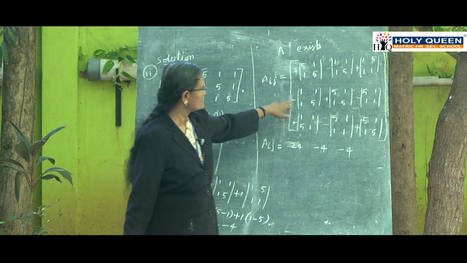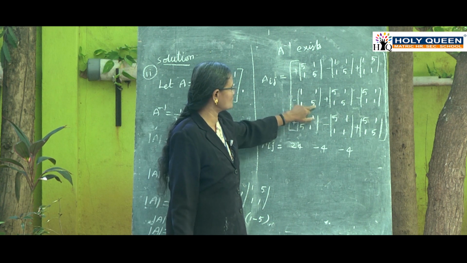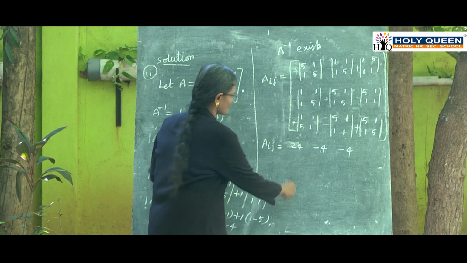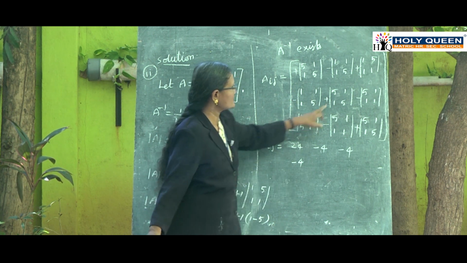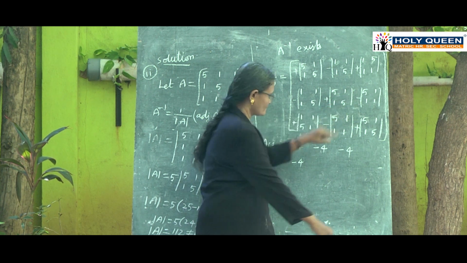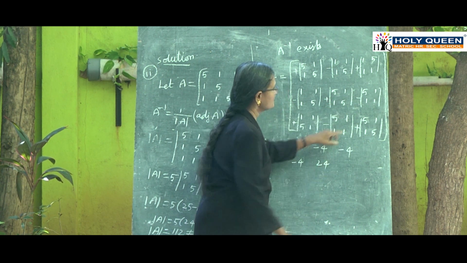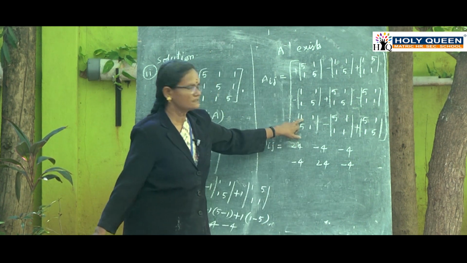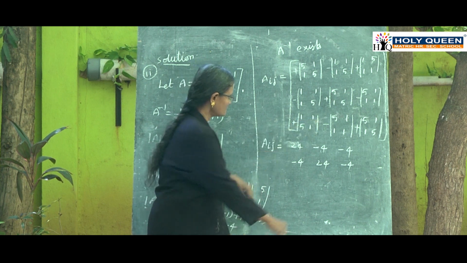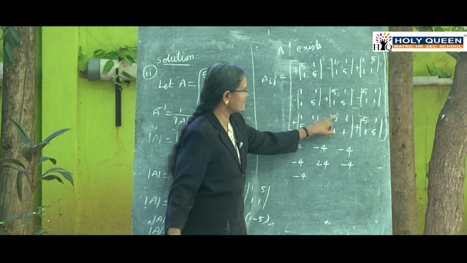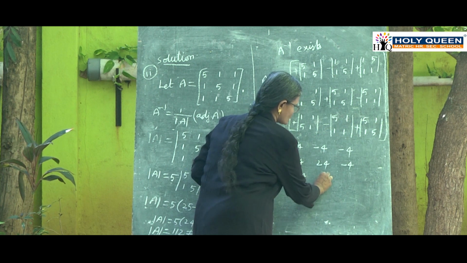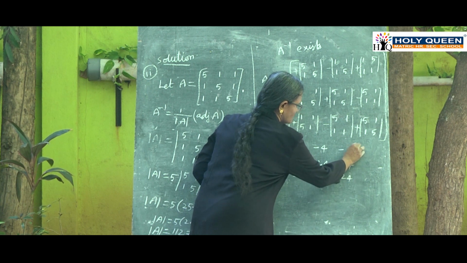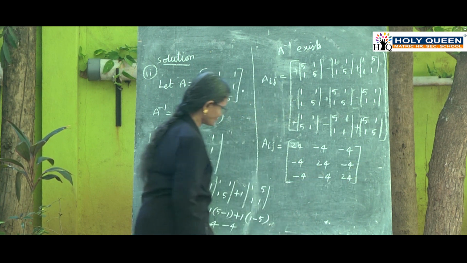Next one, product of the leading diagonal element 5 into 1, 5, then minus 1, 5 minus 1 we get 4, then minus 4. 5 fives are 25, 25 minus 1 is 24. 5 minus 1 is 4, we get minus 4. Here 1 minus 5 we get minus 4. 5 minus 1 is 4, that is minus 4. 25 minus 1 we get 24. This is the cofactor matrix.